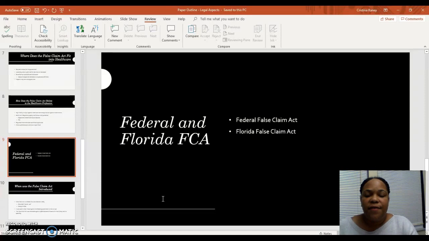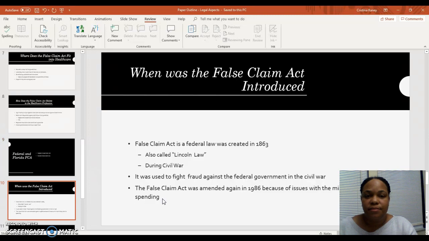The False Claim Act for federal and Florida are not really that different. The only difference that I was able to research is the federal False Claim Act submitted under federal law, the money recovered would go to the federal government. And so, like Medicare or TRICARE, that would go to the government. And then the False Claim Act for Florida, if you submit a false claim to Medicaid, which is state funded, that money that's recovered would go back to Florida. So those were the differences that I saw, but their guidelines were the same.